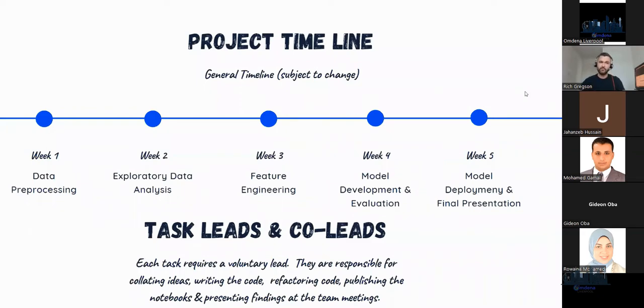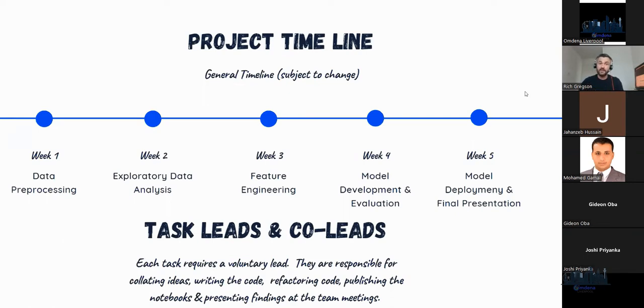So it can be a lot of responsibility, but it is so rewarding. You learn very quickly, and you're representing our team and building these notebooks and deciding what we pursue and what we don't pursue. So it's very valuable. If you do have a decent amount of experience, please volunteer as a task lead. And if you have a little bit of experience or not so much, or if you're a complete beginner, apply to be a co-lead.